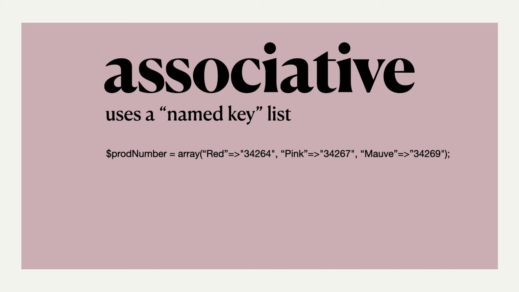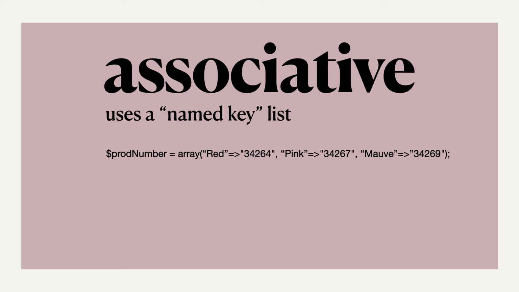The first way is to state the key or lipstick color in double quotation marks followed by a double arrow operator, which is the equal sign and a greater than symbol. The double arrow operator is used as an access mechanism for arrays. It means that what is on the left side will correspond with the value on the right side. Next, we add the associated value product number, surrounded by double quotes. We use a comma to separate the items in the list and close it with a parentheses and a semicolon.